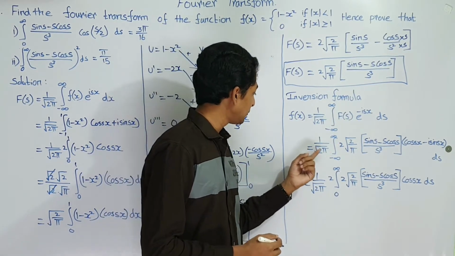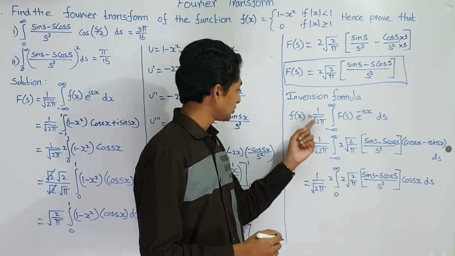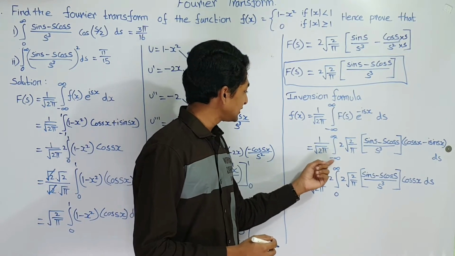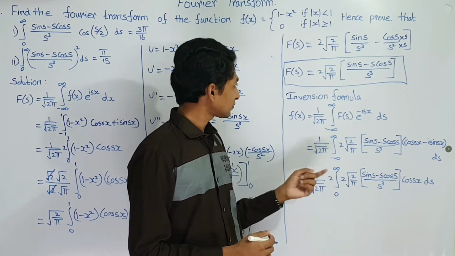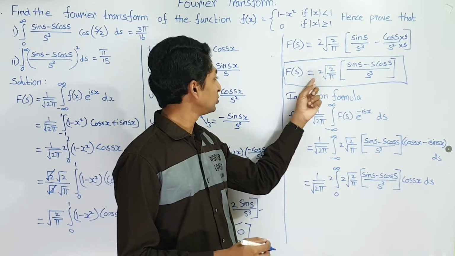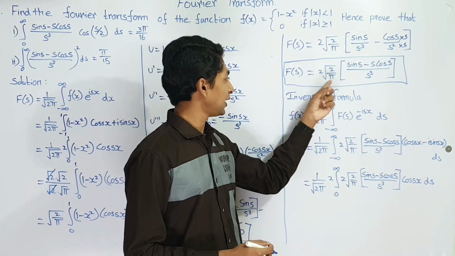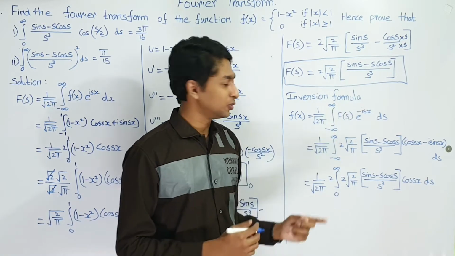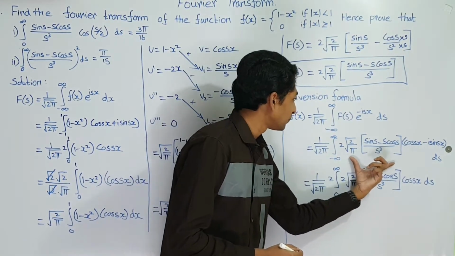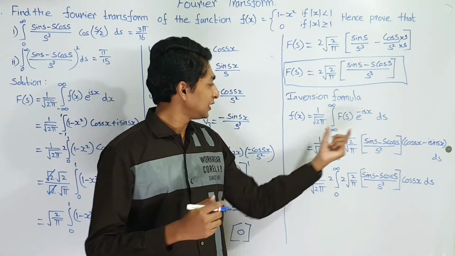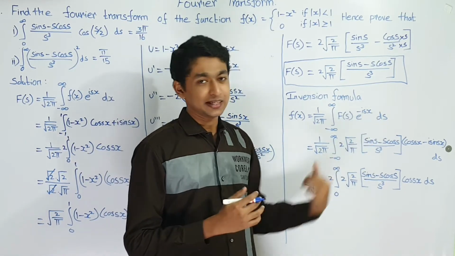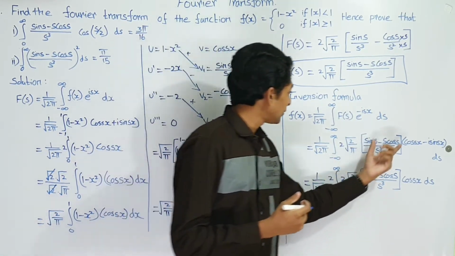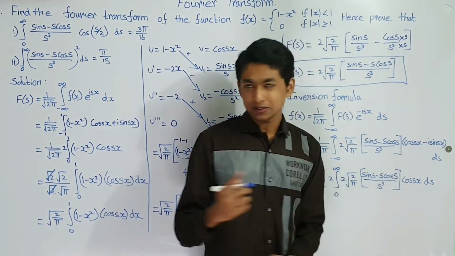So 1 divided by root of 2 pi. So this term, integral minus infinity to infinity, and f of s, if you see, is 2 root of 2 divided by pi, sin s minus s cos x divided by x cube. So that is what we have applied here. And e power minus isx. So its formula is cos sx. So it is the same as what we studied here.